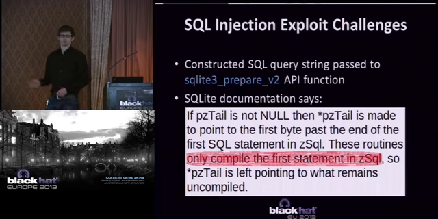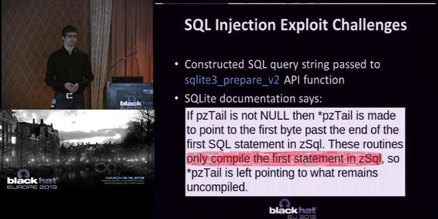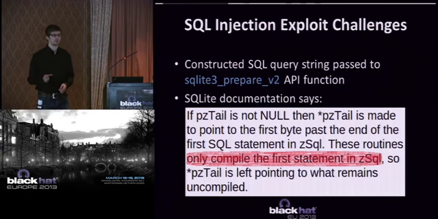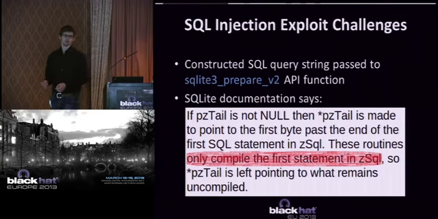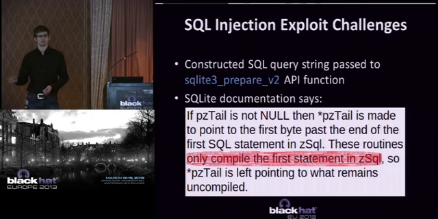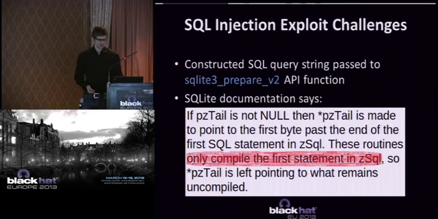Because if you take a look at the code, the SQL statement is actually passed to the SQLite 3 prepare v2 API function. And if you take a look at the documentation, it tells you that only the first part of the statement is actually compiled. So if you try to append another SQL statement, for example, using semicolon, this wouldn't work. The typical stuff like union statements, which you would think about, doesn't work either because it's an insert statement.